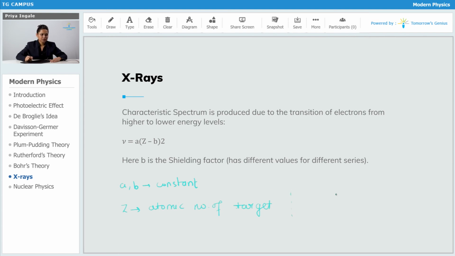When I take the root here, you can see the root of frequency is equal to root A into Z by B. If I plot a graph between this root of frequency nu and Z, I'll get a straight line. As you can see, I'm getting the equation in the form y is equal to mx plus c. So here B is a shielding factor and it has a different value for different series, and again A is a constant over here.